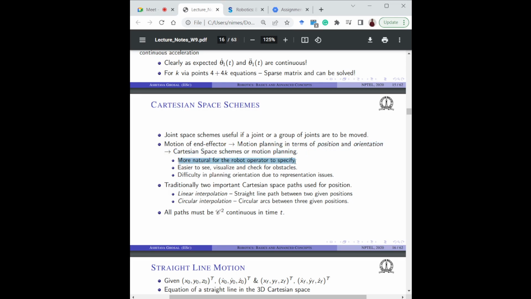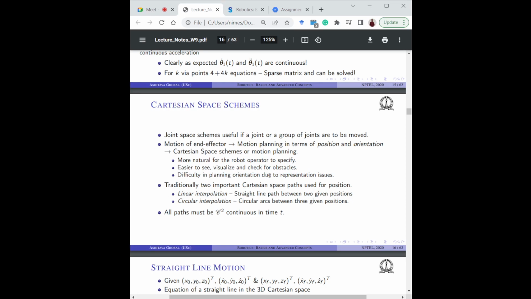Because the end effector is the link that you want to move, or that the operator wants to move. So it is intuitively simpler to design or specify the trajectory for end effectors, and it is easier to see and visualize. There is a difficulty in planning the orientations of the end effector, due to representation issues.